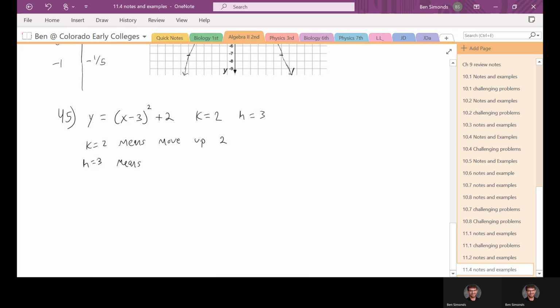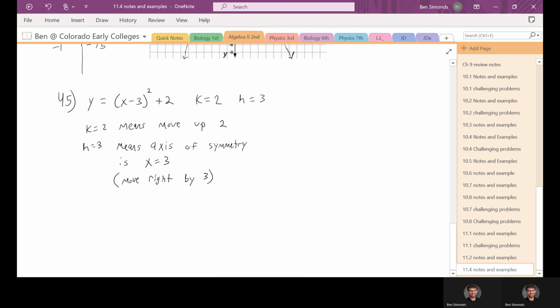H equals 3 means, wow, my brain is not in math mode, apparently. I spelled axis like access. Axis of symmetry is x equals 3, aka move right by 3. So the plus 2 tells us to move up 2. The x minus 3 inside the parentheses tells us to move to the right 3.